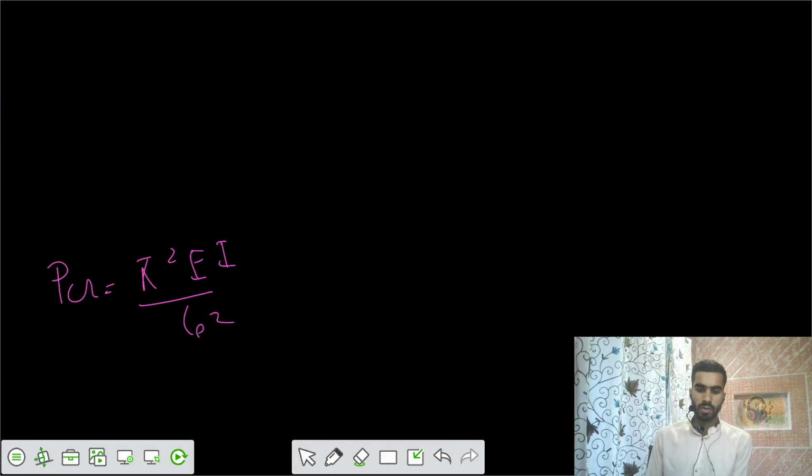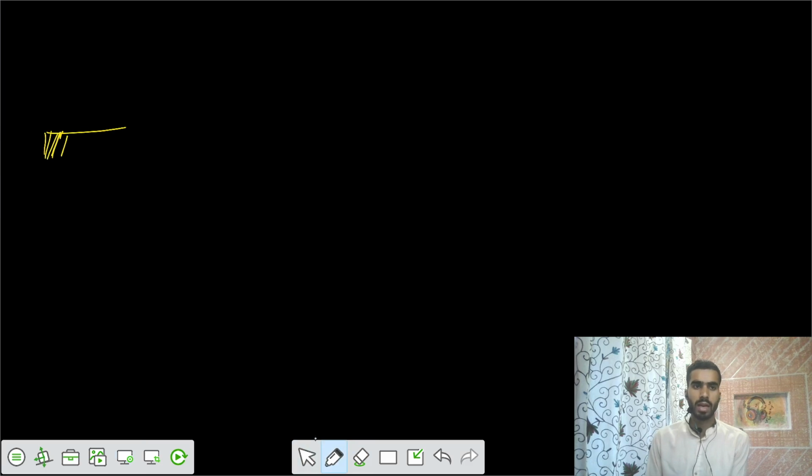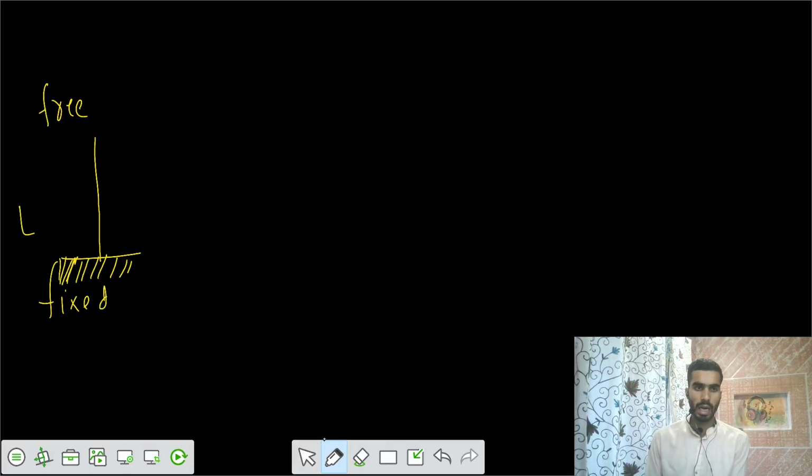So the final one, we got the 3 conditions. The fourth one is that you have one end that we call free, and the second end of the column is fixed. So this is free, this is fixed, and the length is L, and you apply a load of P. I would say it deflects in this fashion. Similarly, if there was one more cantilever here, it would deflect the same way.